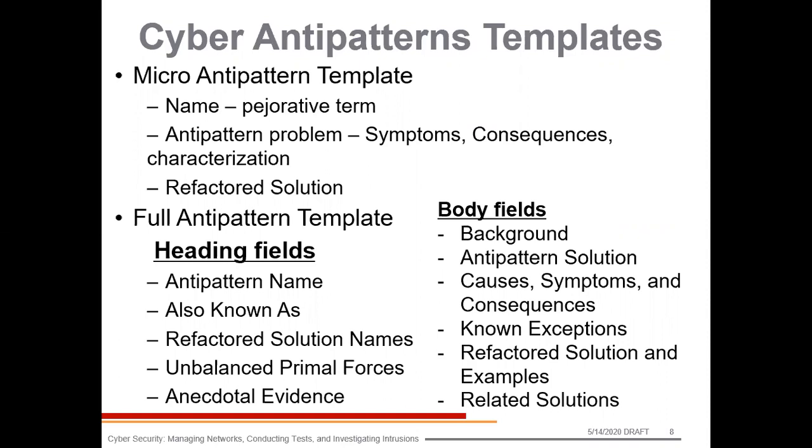Next, the anti-pattern problem. What are the symptoms? What are the consequences? What exactly is the characterization? All those things would be represented here. Refactored solution: for this problem, what is the solution? Only 3 things for the micro structure.